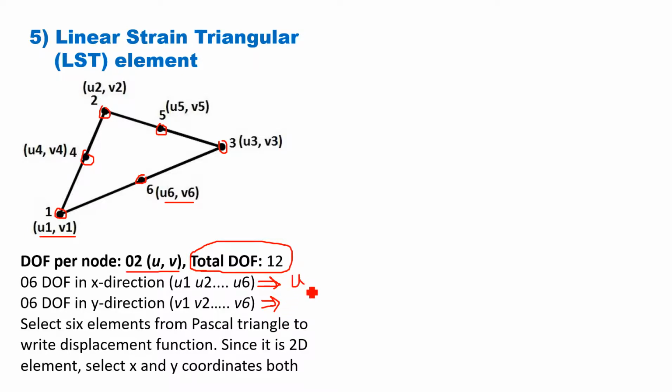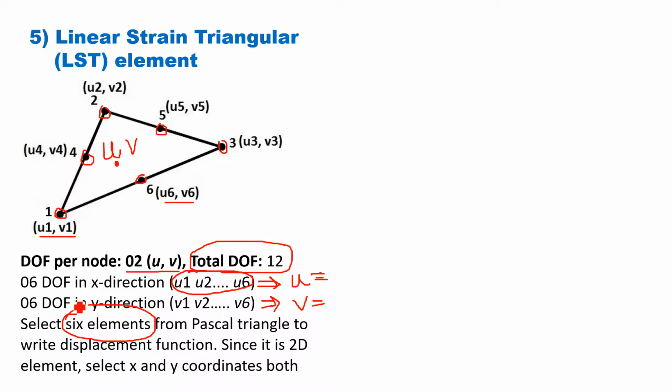So x directional displacement is represented by u and y directional displacement is represented by v. If you select any point in this triangle, its x directional displacement is u, and y directional displacement is v. It means to write down the displacement u, we have to consider the 6 degrees of freedom in the x direction, that is u1 to u6. So we have to select 6 elements from the Pascal triangle, right?